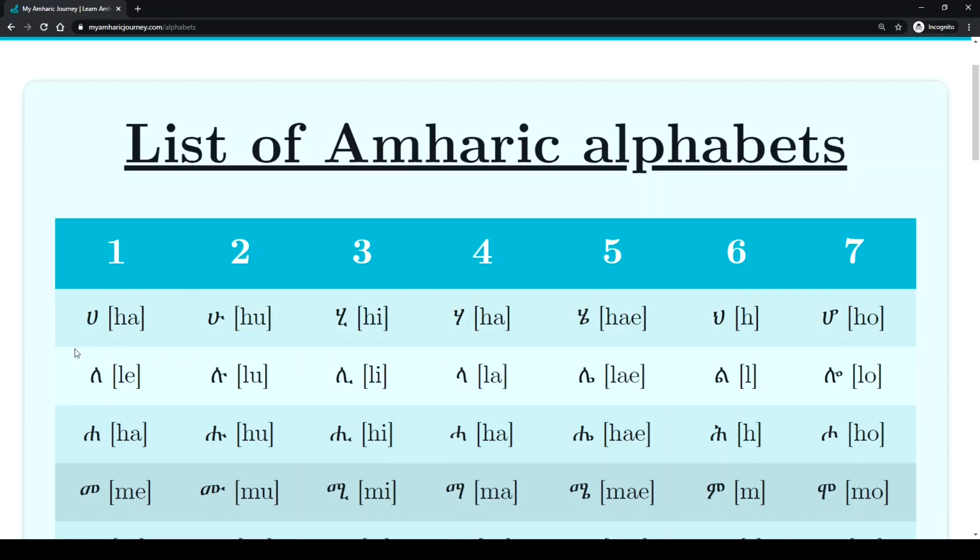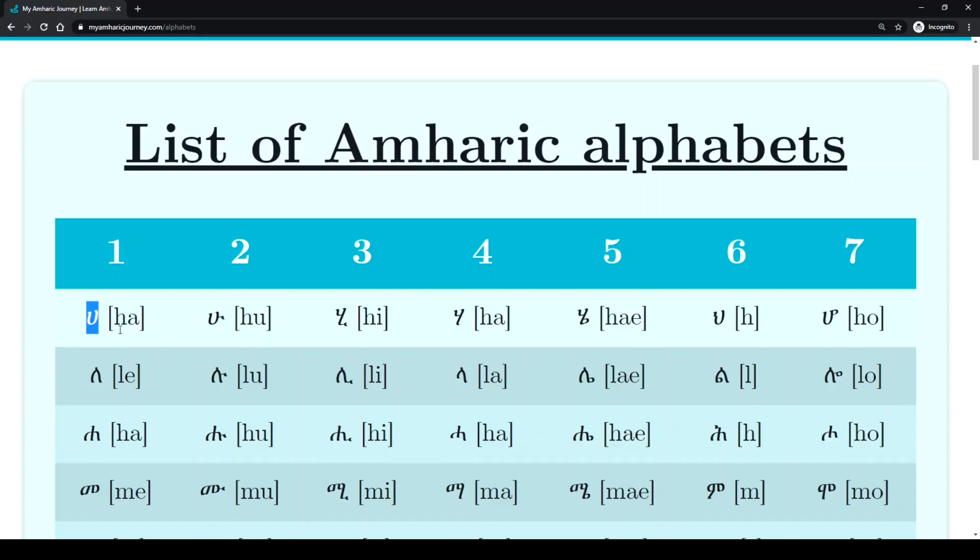The first alphabet in Amharic is Ha. The second one is Hu. The third is He. The fourth is Ha. You might have probably noticed that the first one and the fourth one have the same pronunciation, and that's correct. They have the exact same pronunciation, but they are written differently.